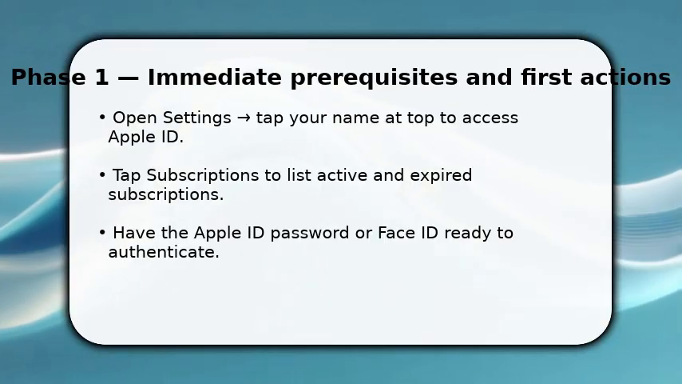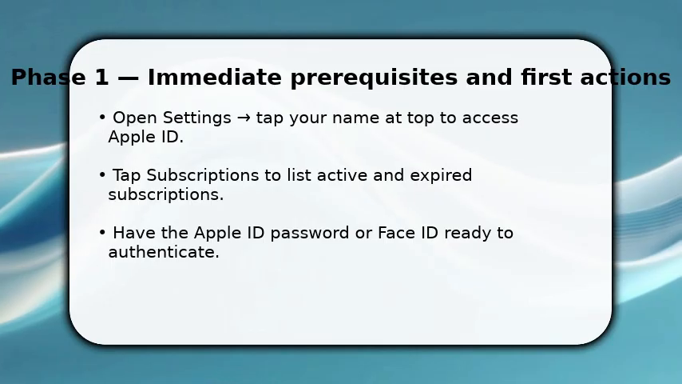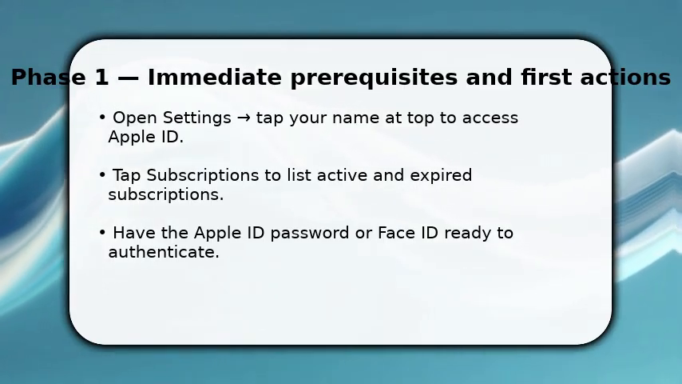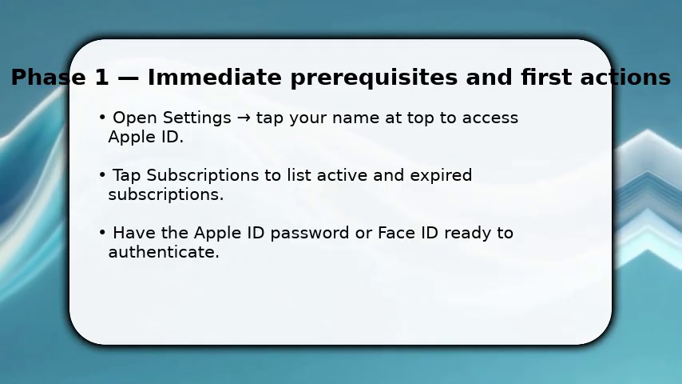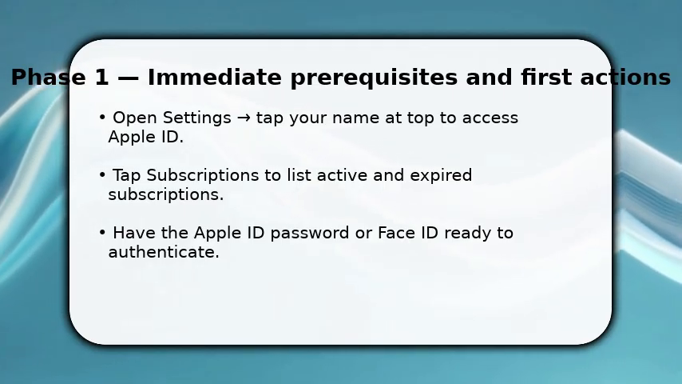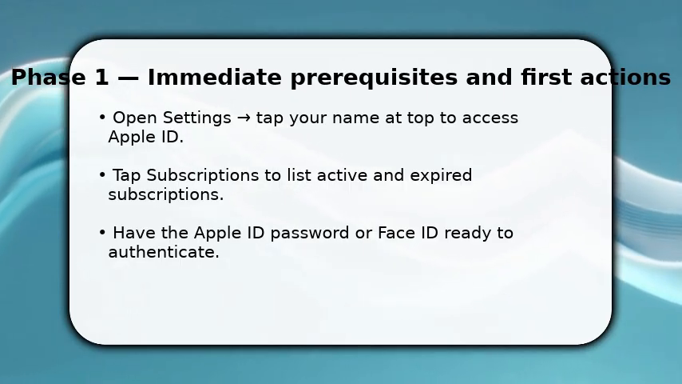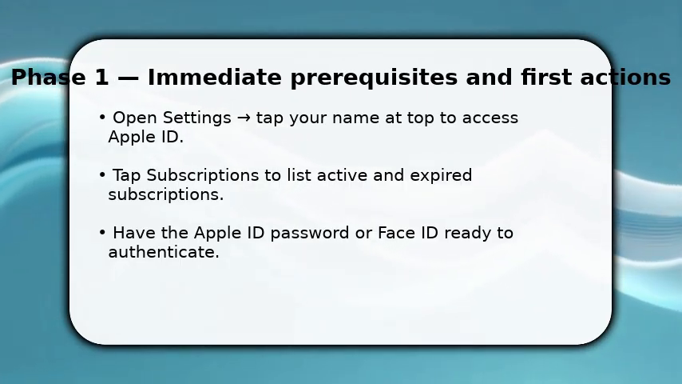You start in Settings because that centralizes subscriptions. Open Settings and tap your name now. Once done, tap Subscriptions to load every recurring in-app purchase tied to this Apple ID, active and expired. If prompted, authenticate with Face ID, Touch ID, or your Apple ID password so the list shows.